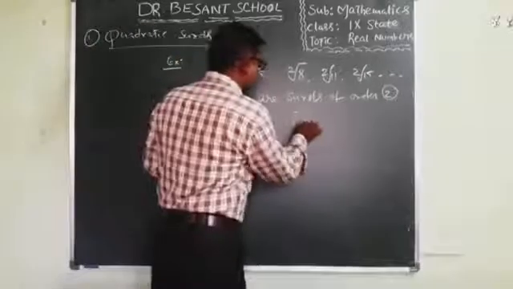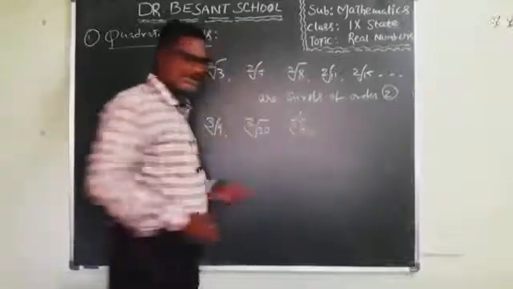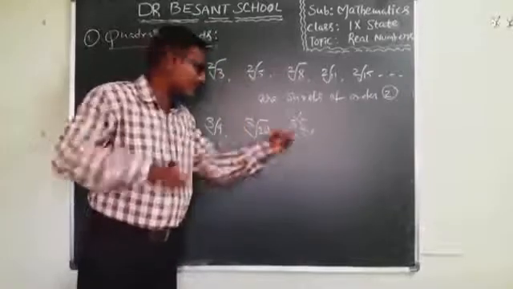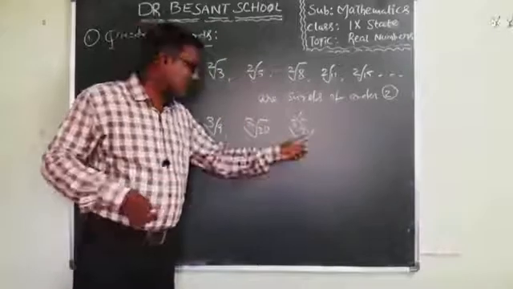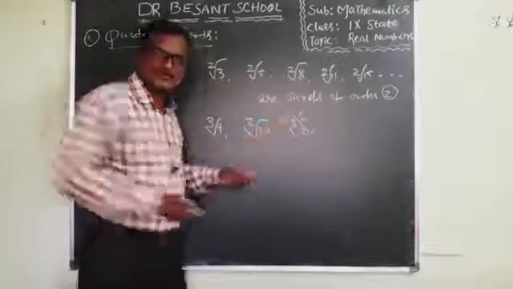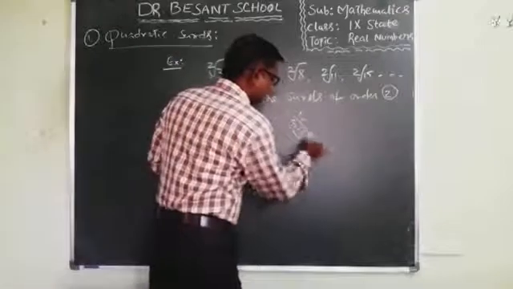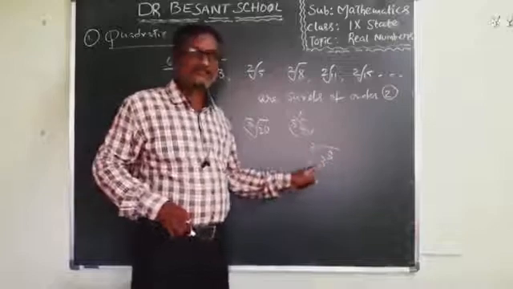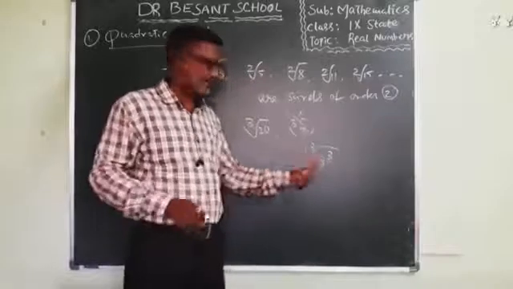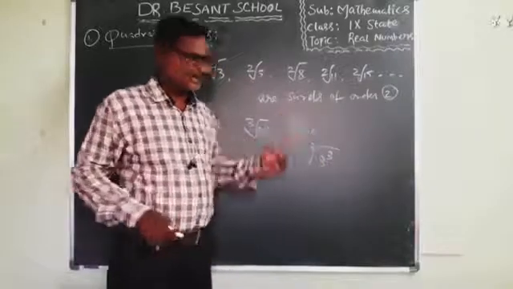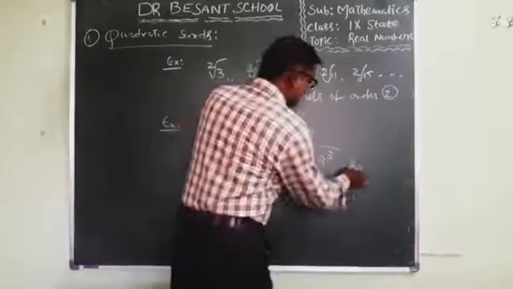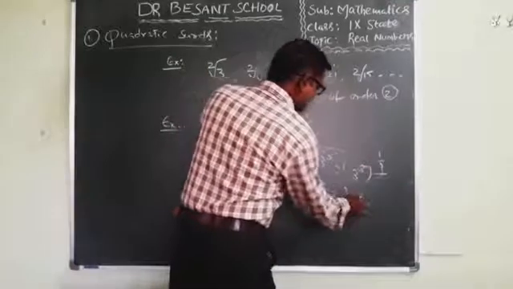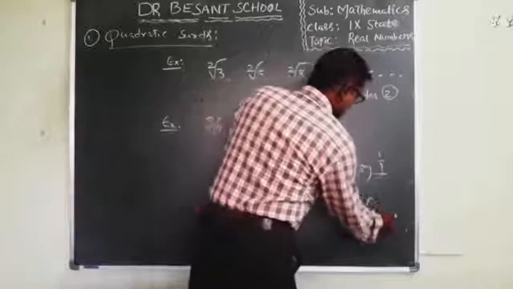Do not take cube root of 27. Why? Because 27 can be written as the third power of some rational number. We can write 27 as 3 cube. 3 3s are 9, 9 3s are 27. Cube root means power 1 by 3. So the 3s cancel, and we get 3, which is a rational number.